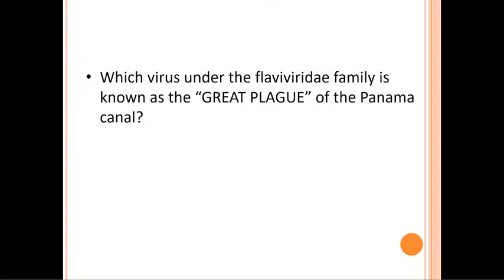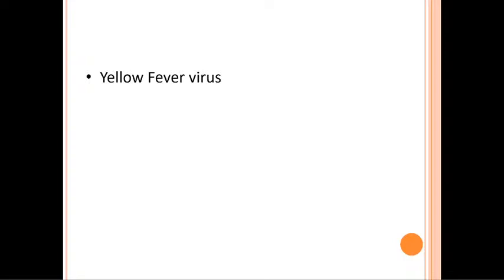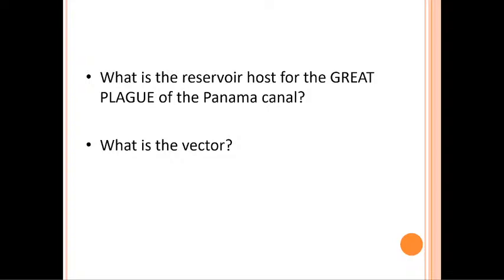Now, which virus under the Flaviviridae family is known as the Great Plague of the Panama Canal? This is the yellow fever virus. It lasted for 2 years. That means our coronavirus can still last longer. It could take years. What is the reservoir host for the Great Plague of the Panama Canal? It is monkeys. Monkeys again. Vectors of these viruses are mosquitoes.